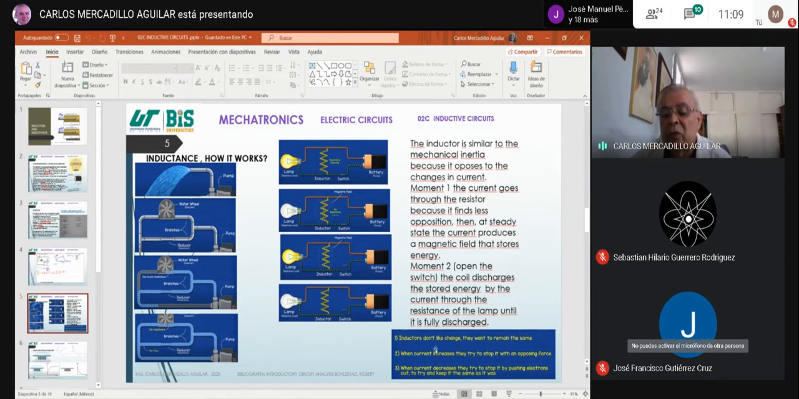Okay? Inductors don't like change. They want to remain the same. When current increases, they try to stop it with an opposing force, an electromotive force that produces an opposing current. And when current decreases, they also try to stop it by pushing electrons out to try to keep it the same as it was. So it is the same whether it is increasing or decreasing. Meanwhile, there is a change, there is an opposition.